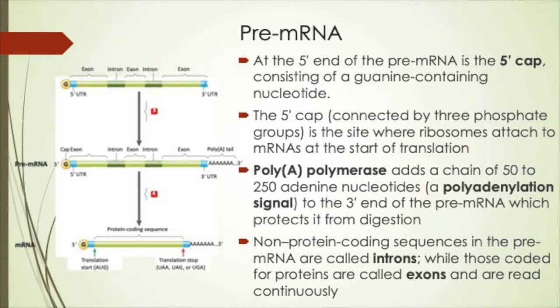So at the 5' end of the pre-mRNA, we have a 5' cap. Remember, I was talking about that cap, right? Consisting of a guanine-containing nucleotide, right? That 5' cap is a site where ribosomes attach the mRNA at the start of translation. Right? So it attaches right there, and then it starts translation.